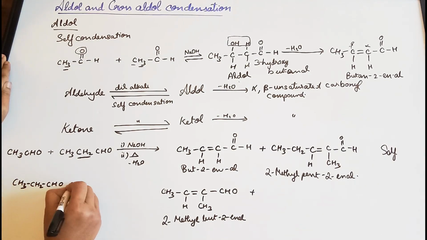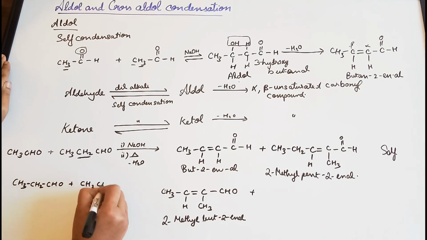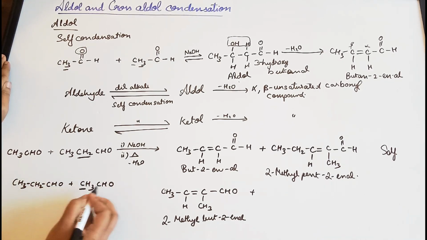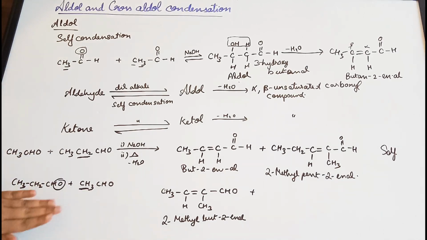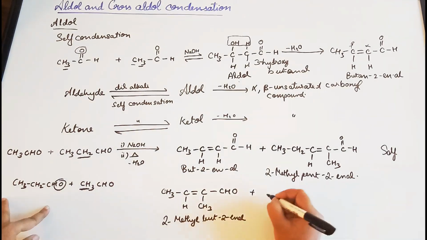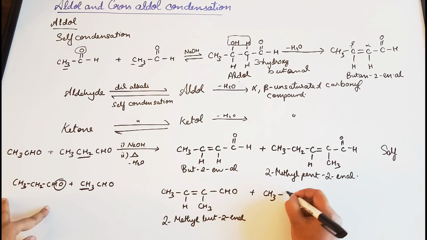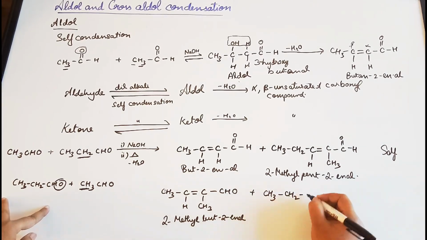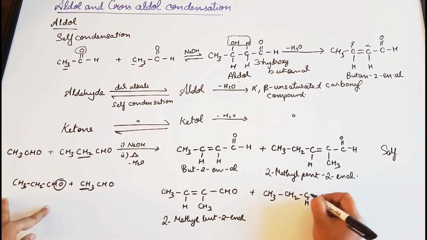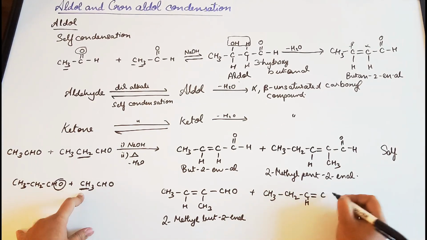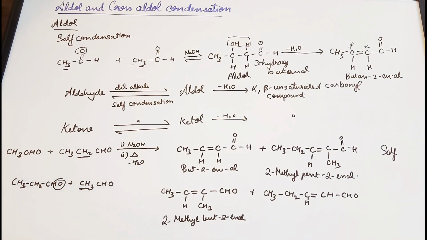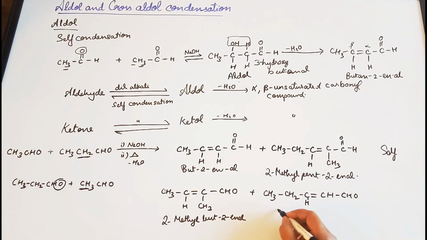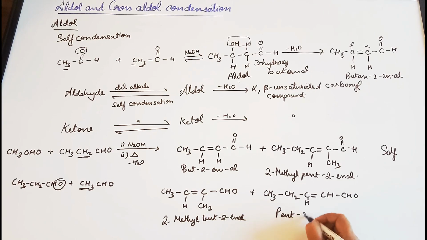So the second compound that could be formed is because of CH3CH2CHO plus CH3CHO. So this carbon's alpha hydrogen is going to come and attack the aldehyde. So the aldehyde group is going to get lost and instead we'll be having an alkene. So CH3CH2CH double bond to this carbon, CHCHO. Okay, and this compound is called pent-2-enal.